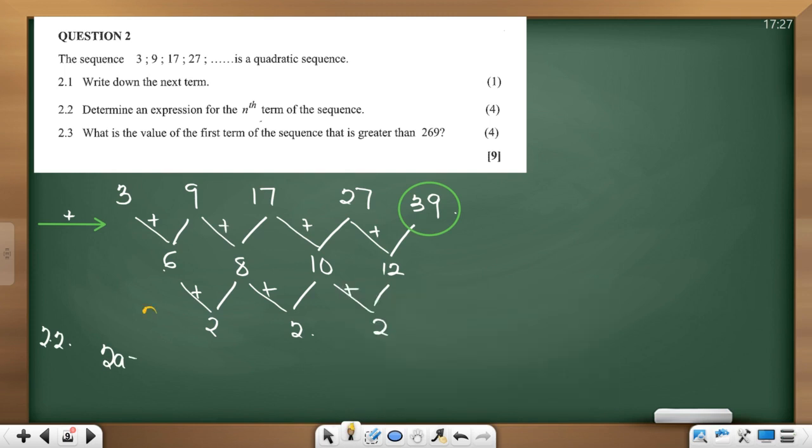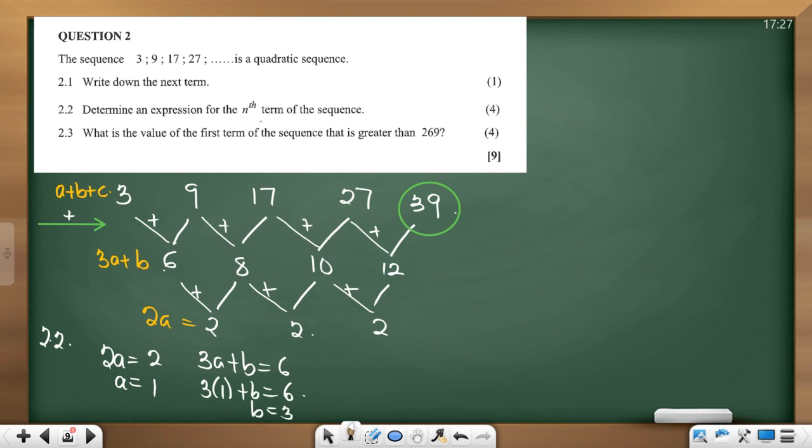All right, remember, 3a plus b, and that is a plus b plus c. So 2a equals 2, a is 1. 3a plus b equals 6. And what is our b? Our b is 3. And then a plus b plus c equals 3. 1 plus 3 plus c. All right, c is negative 1.